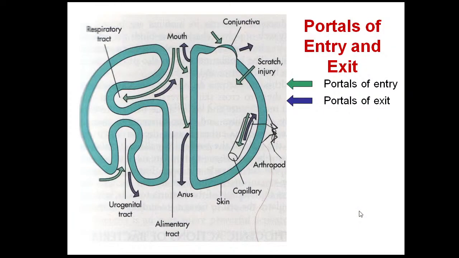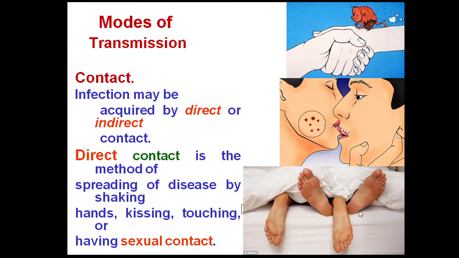So then, I think we've discussed portal of entry and exit already. Then, how the mode of transmission may occur. Again, I would like to demonstrate this. So first, the commonest way is contact. But then the contact can be direct or indirect. See here, this is direct contact. Shaking hands is a direct contact. Kissing and sexual contact is still a direct contact.